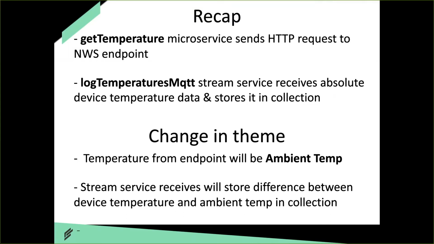So now our stream service needs to know about this ambient temperature from the National Weather Service endpoint. How will the stream service have access to that temperature? Well, maybe the stream service can be modified to send the HTTP request itself. Or maybe the stream service can call the getTemperature microservice to get the temperature data from the endpoint every time it needs to calculate the difference between a device temperature and this ambient temperature. In other words, an HTTP request being sent every time a message comes in from a device, possibly.